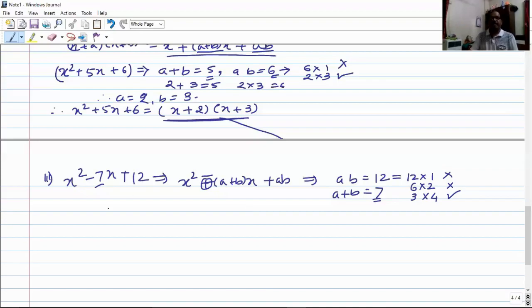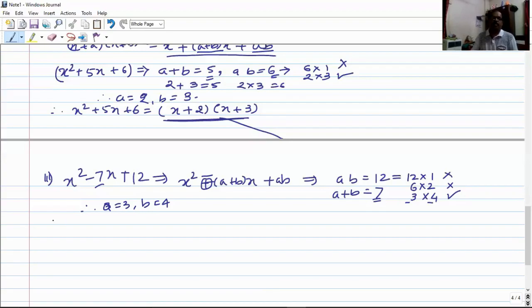So can you find the values of a and b here? Yes, what are the values of a and b? We can say that a equal to 3 and b equal to 4, so that the product of a and b is 12 and the sum of a and b is 7. And since this middle term is negative, the middle term sign should be given to both. So I can consider this minus 3 and minus 4. I give my middle term sign to both because the middle term is negative here.